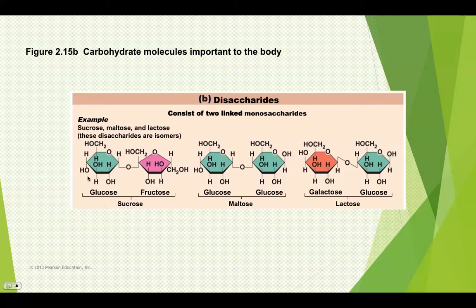Sucrose, table sugar, is formed when glucose and fructose join together. 2 glucose molecules joined together forms maltose, and lactose is composed of galactose and glucose joined together. Lactose is milk sugar.